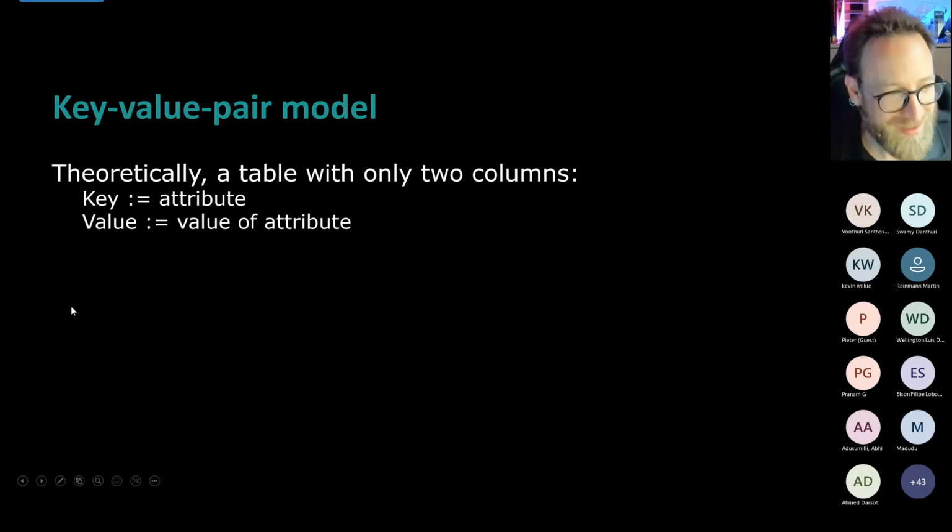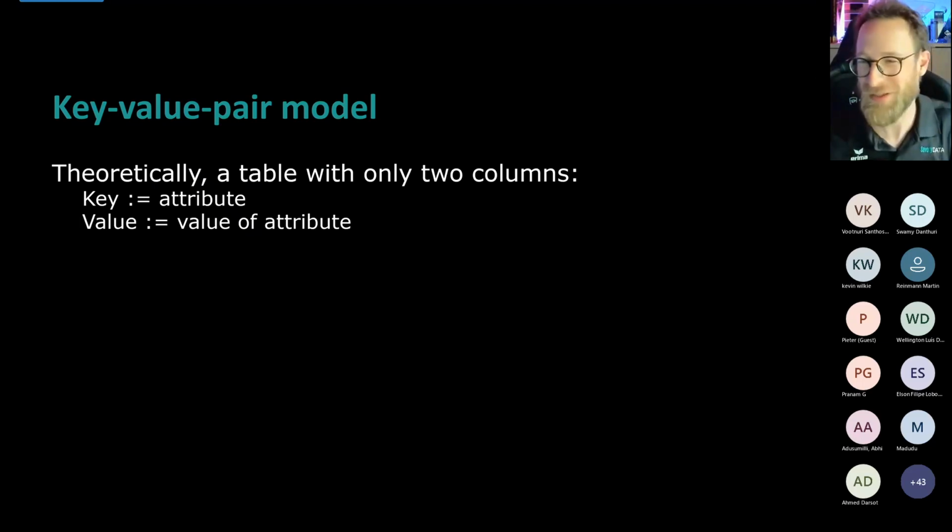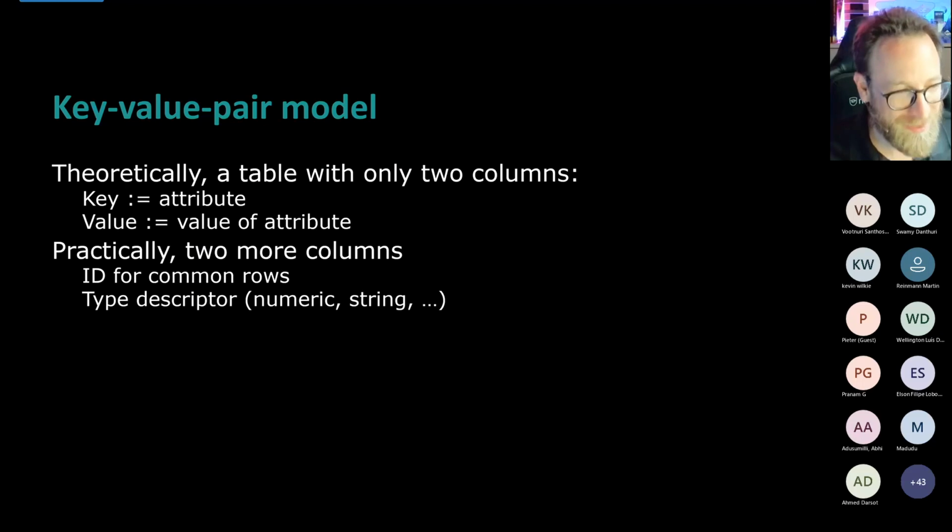So theoretically, this key value pair model is just a key and a value. So the key is maybe title, and then you have the book title, and then there's a price, PRICE, and then you see the number, what it costs in US dollars or whatever. Practically, there's two more columns. There's also an ID column because I want to cover some attributes together, because there's one book and there's another book, and the first book has a different title than the other book. So there might be some ID column.